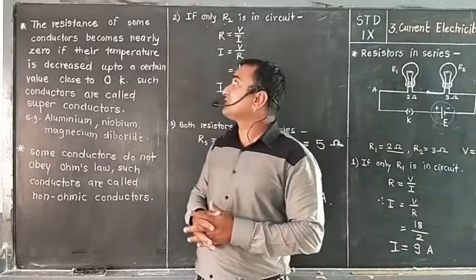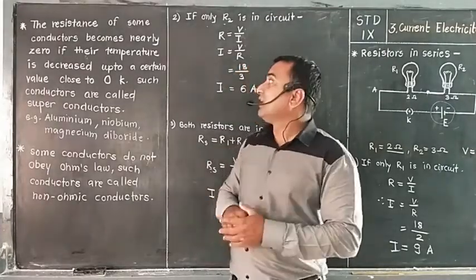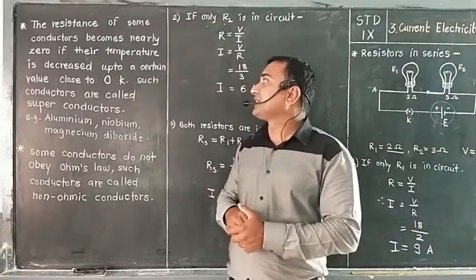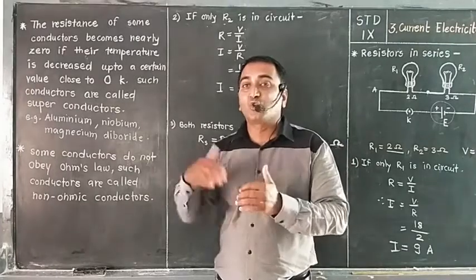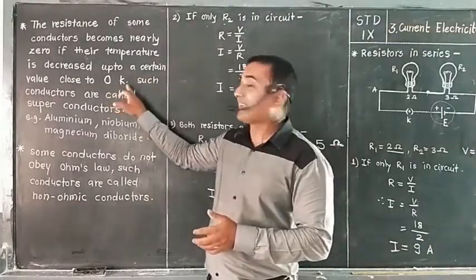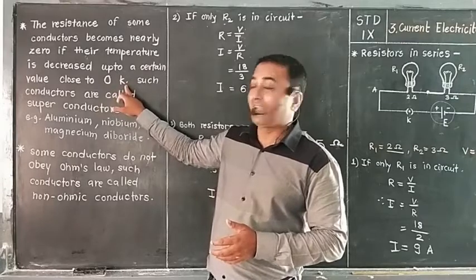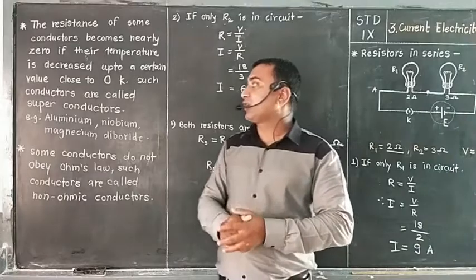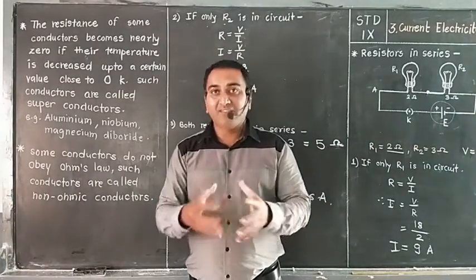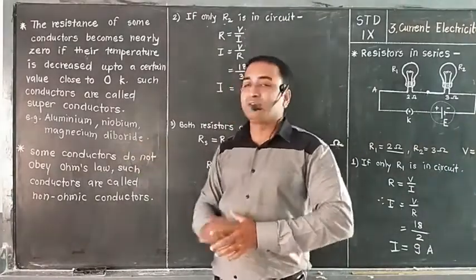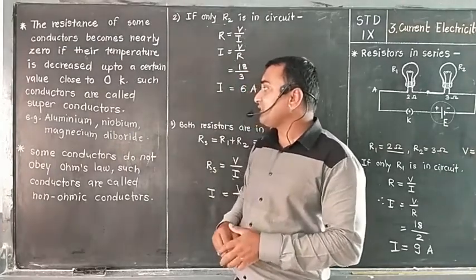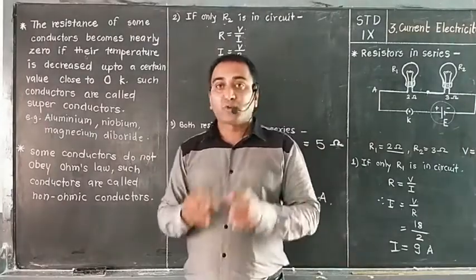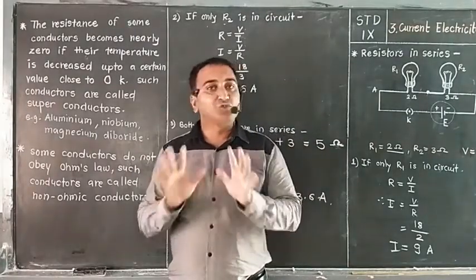The resistance of some conductors becomes nearly zero when their temperature is decreased to a certain value which is close to 0 Kelvin. It is not exactly 0 Kelvin. When the temperature is close to 0 Kelvin, such conductors are called superconductors. We have some examples. Which are they? Aluminium is a superconductor. Then niobium and magnesium boride. These are some examples of superconductors.